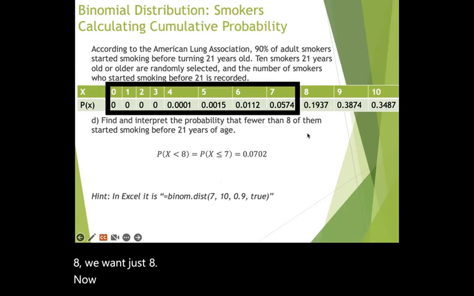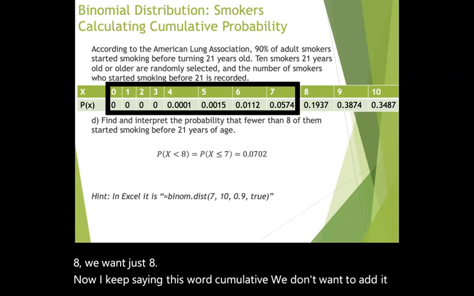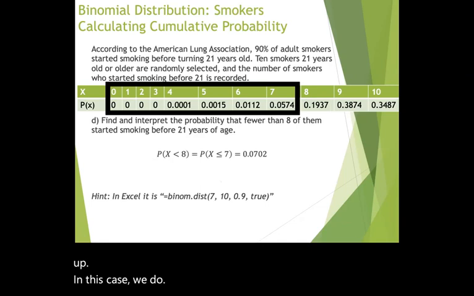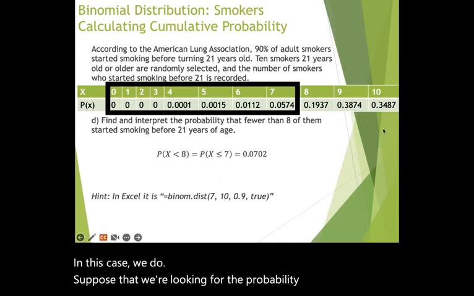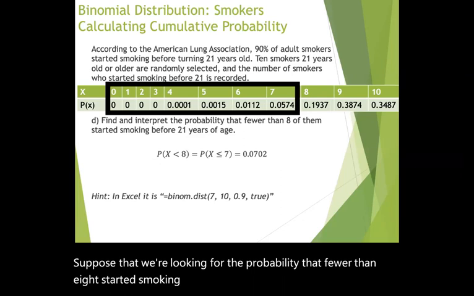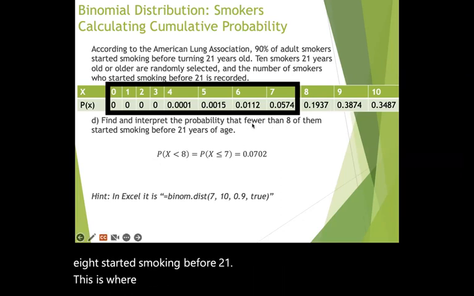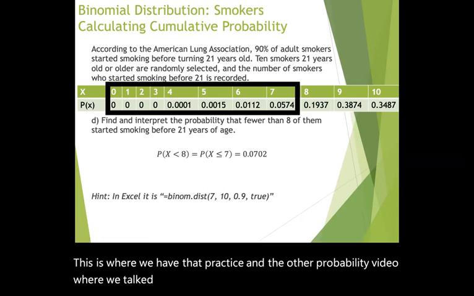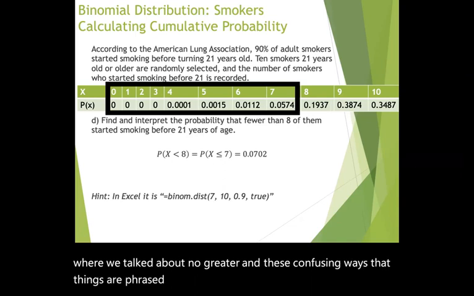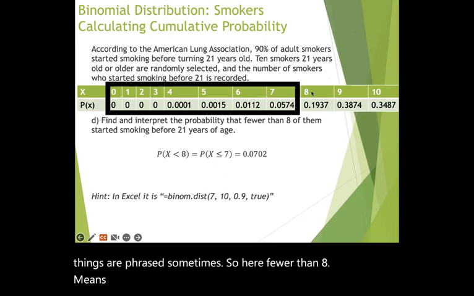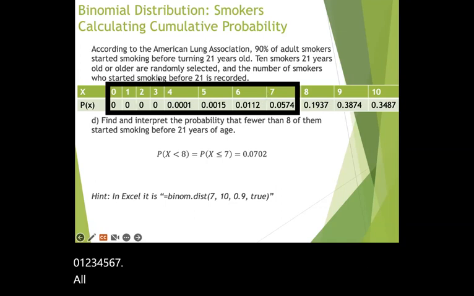Now, I keep saying this word cumulative. We don't want to add it up. Well, in this case, we do. Suppose that we're looking for the probability that fewer than 8 started smoking before 21. Now, this is where we have that practice in the other probability video where we talked about no greater than and these confusing ways that things are phrased sometimes. So here, fewer than 8 means less than and not including 8. So we want to add up 0, 1, 2, 3, 4, 5, 6, 7. All of those probabilities to figure out what fewer than 8 is.